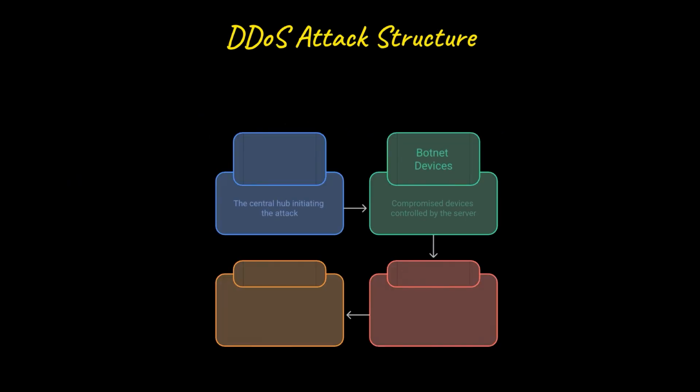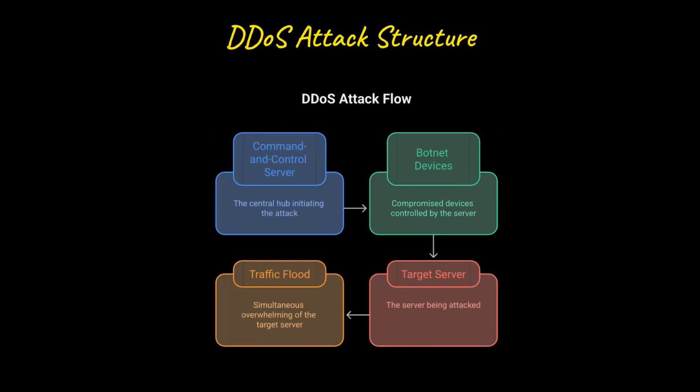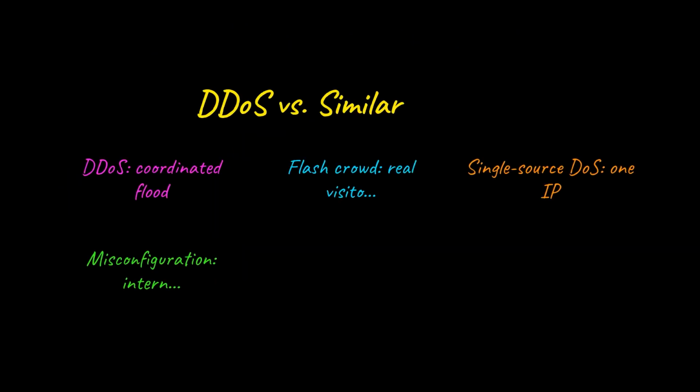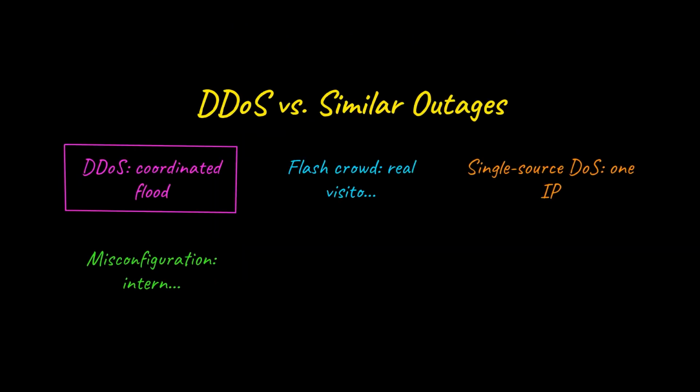The attacker controls thousands of compromised devices through command and control infrastructure. Each device sends modest traffic, but together they produce a flood indistinguishable from a worldwide surge of legitimate visitors, making filtering extremely difficult. Exam questions often test whether you can tell a DDoS apart from lookalikes.